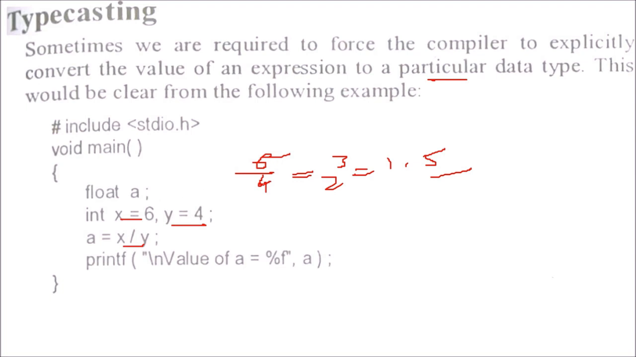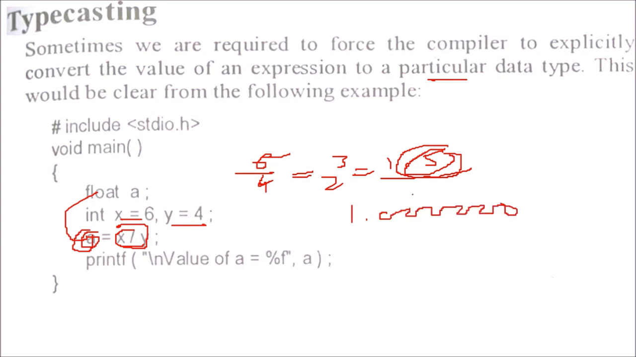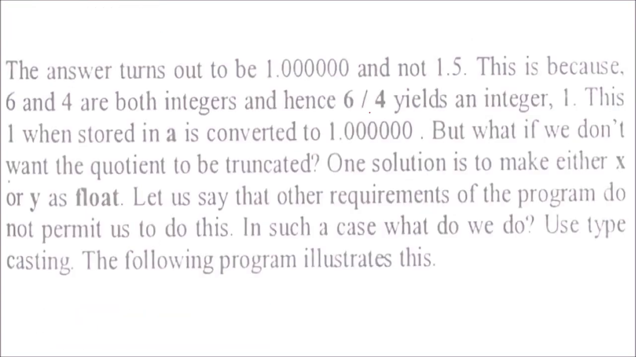But since 6 and 4 are integers, this 0.5 will be truncated, because a is actually float and x and y are integers. So x and y integer, 3 by 2 will give you 1.5. But because this is integer, before it can be assigned to a float value, this 0.5 value will be truncated. So you'll get 1.000000 like this. Okay, this is the result. This will be your output. So this is the problem here.